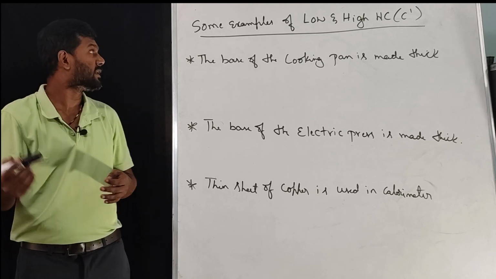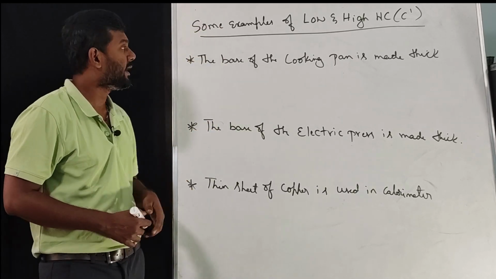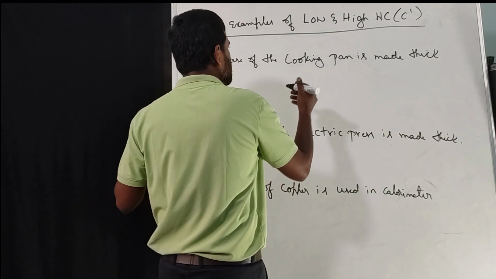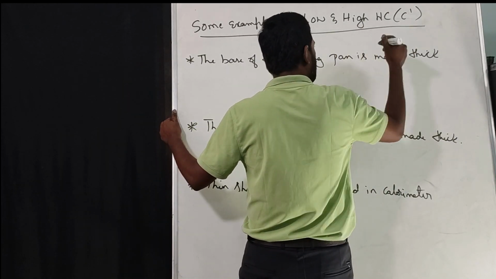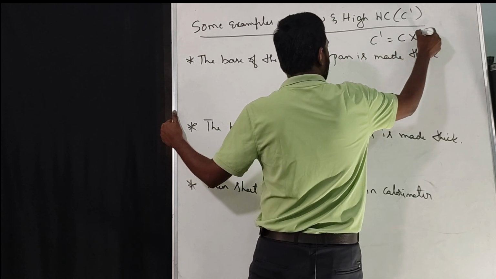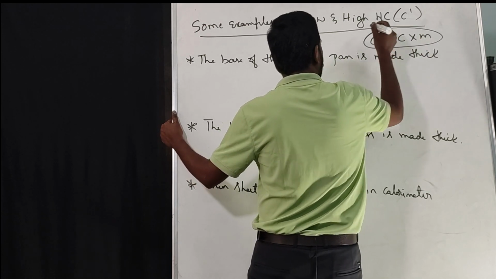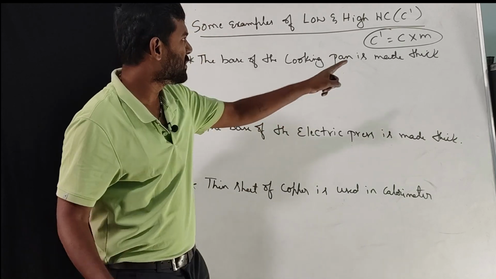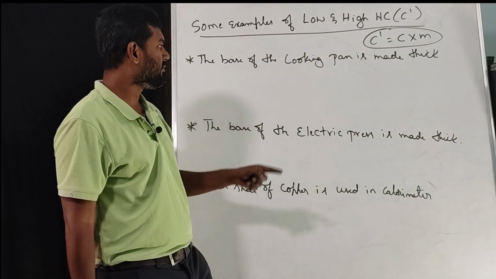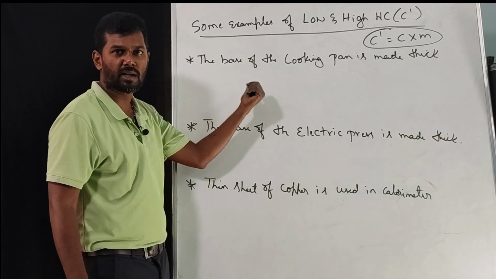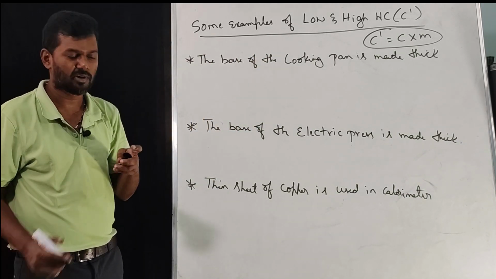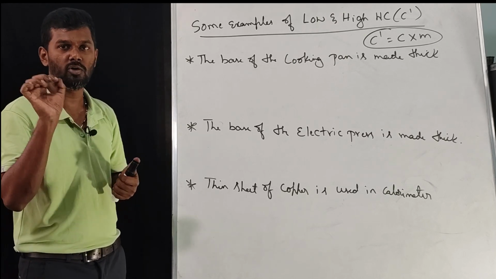That's it. Some examples for low and high heat capacity. Heat capacity symbol is C dash. One thing you should know is how heat capacity is related to specific heat capacity. Heat capacity is equal to specific heat capacity into mass. So if the heat capacity increases, specific heat capacity also increases. This you should know. So whenever you get give reason questions like this, you can specify heat capacity or specific heat capacity. For both the things you are going to get full marks.